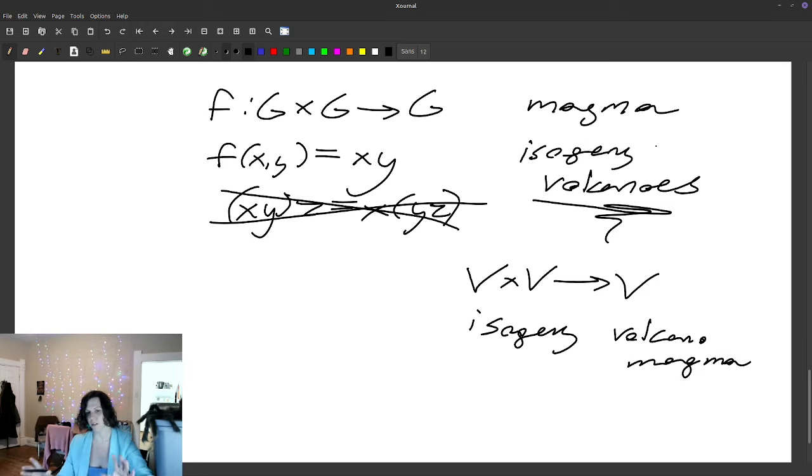Oh, well, of course, that's just the first step. The second step is going and finding a geologist who specializes in volcanoes, like a volcanologist. And then we have to see if the isogeny volcano magmas can have some kind of application in the study of volcanoes. Because then we'd have volcano isogeny volcano magmas. And I think that would be a really great thing.